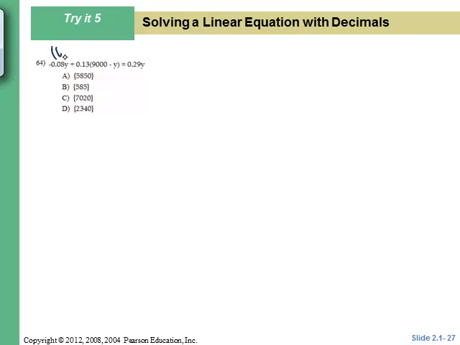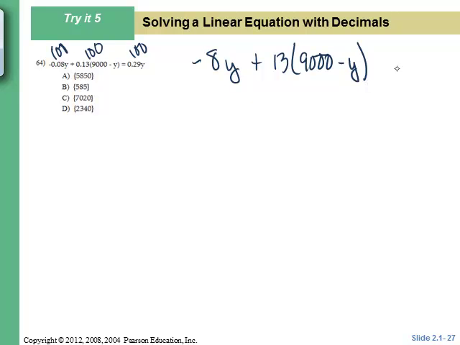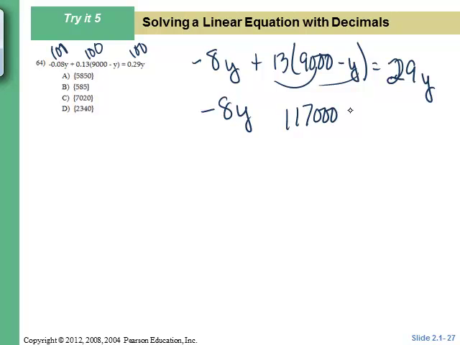Smallest decimal place is 2 decimal places, so I'm going to multiply everything by 100. Or in other words, move the decimal point 2 places. Negative 8y plus 13 times (9,000 minus y) equals 29y. Notice I only have to multiply one of those two parts by 100. Now I've got all whole numbers. I'm going to distribute this. Negative 8y, 13 times 9,000 is 117,000 minus 13y equals 29y.